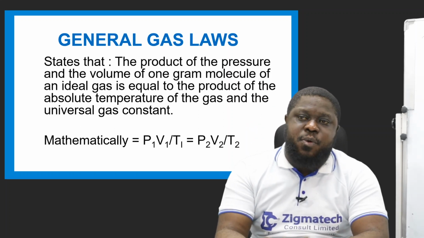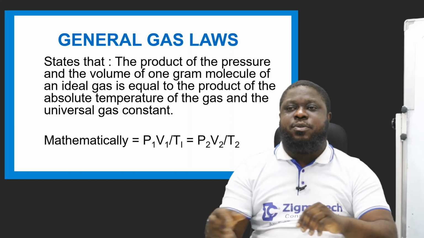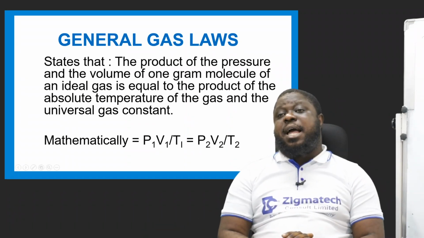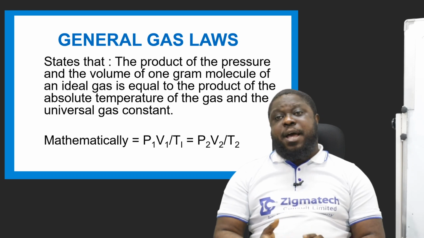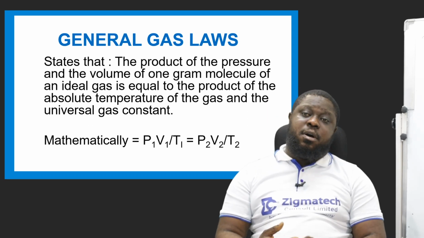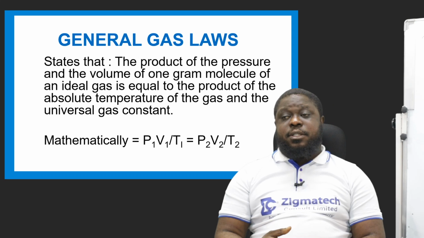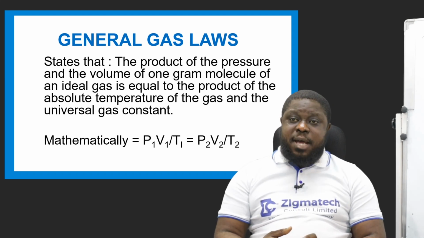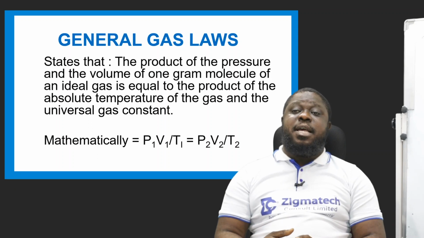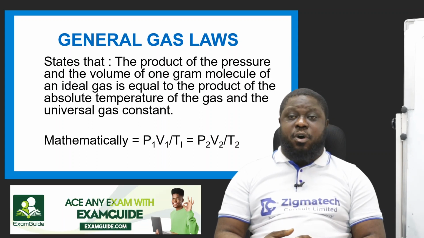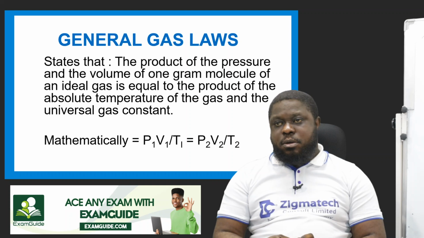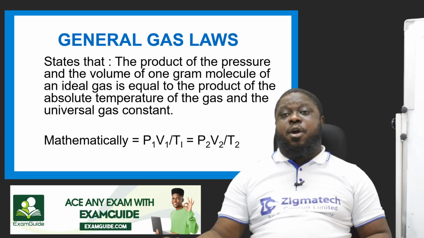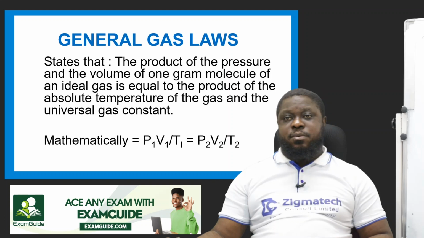P1 V1 all over T1 equals P2 V2 all over T2. In essence, all the laws brought together gave us the general gas law. The pressure, like I told you, is Charles' law. Volume is Gay-Lussac's law. Gram molecule is Avogadro's law. Ideal gas is Dalton's law of partial pressure, and the absolute temperature at every given constant becomes Gay-Lussac's law of combining volumes.